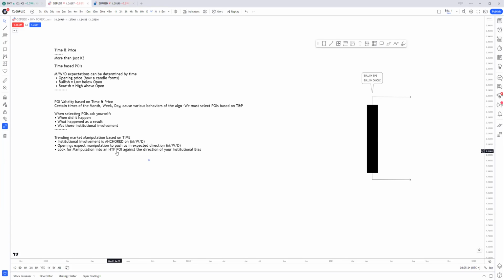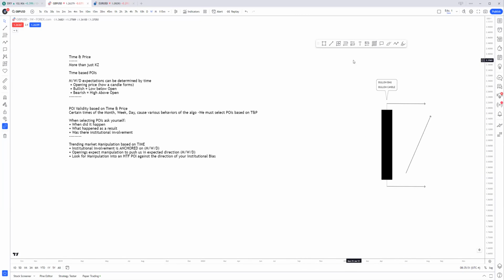Look for manipulation into a higher time frame POI against the direction of institutional bias. I just mentioned that we're looking for it. So if our bias is bullish, we're looking for manipulation in the opposite direction, grabbing some form of liquidity before pushing us up, right? This could be the previous daily high, this could be a monthly or weekly level, this could be simply a buildup of liquidity in an FVG. It doesn't really matter. That's where our whole trading plan comes in.